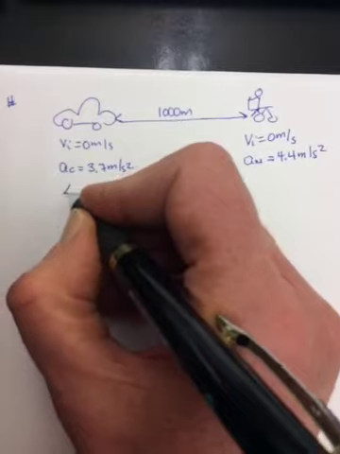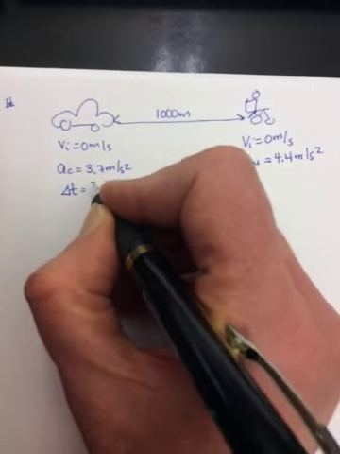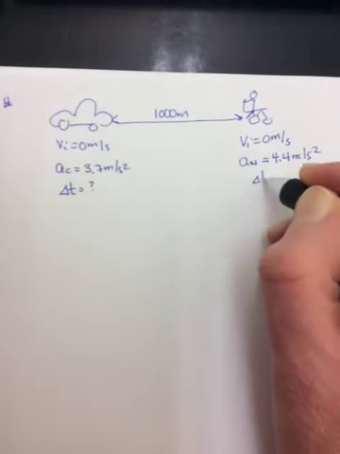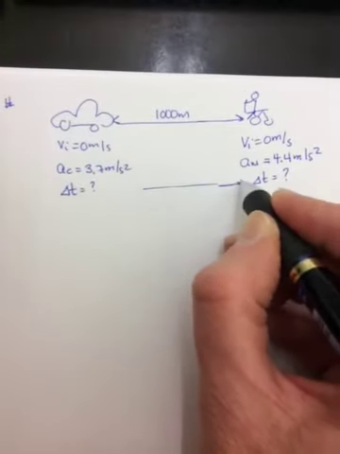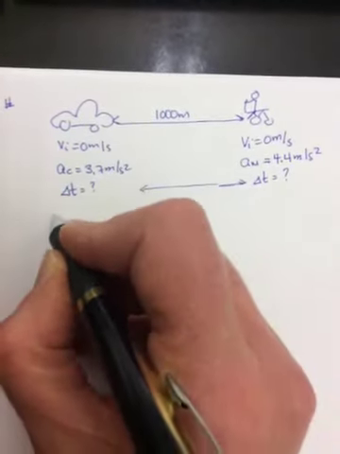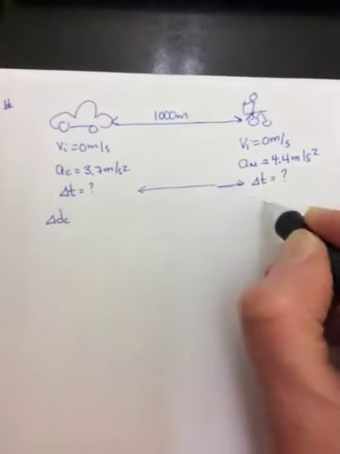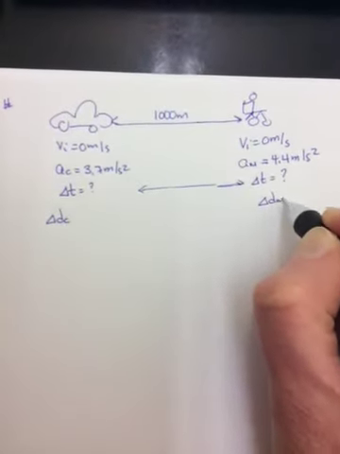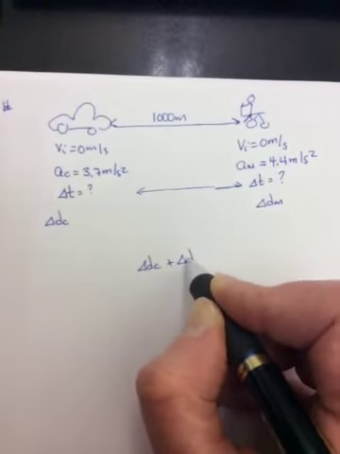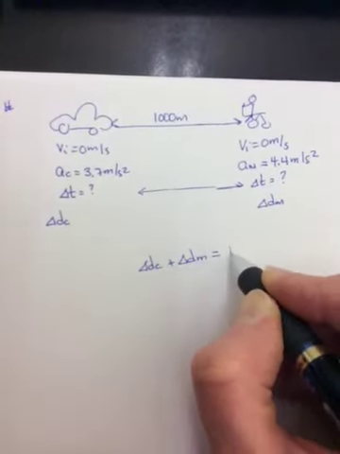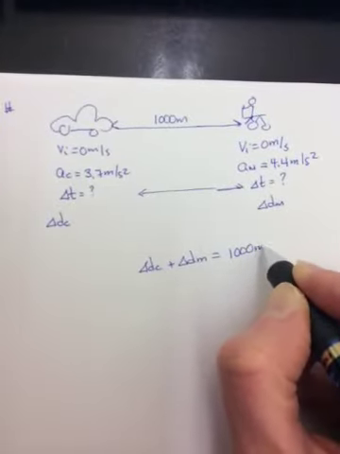Okay, so we don't know the time it's going to take for them to meet, but we do know that whatever that time is, it will be the same. Okay, so these are going to be the same. And we don't know how far each of them have traveled when they meet, but we do know that delta D of the car plus delta D of the motorcycle needs to equal 1,000 meters.